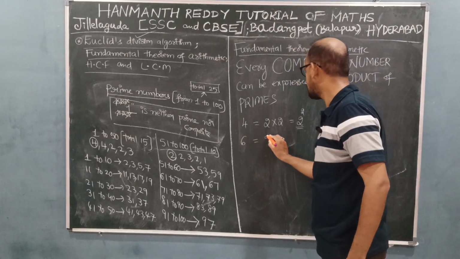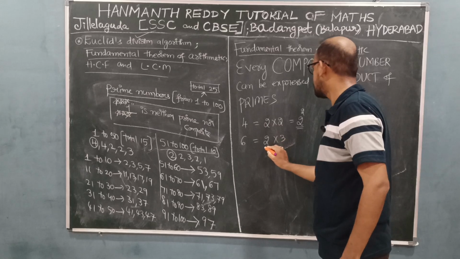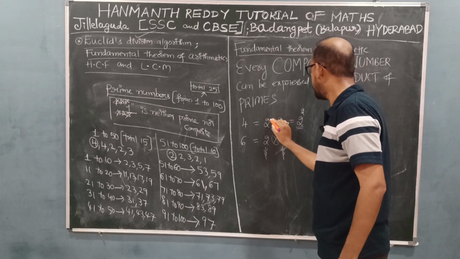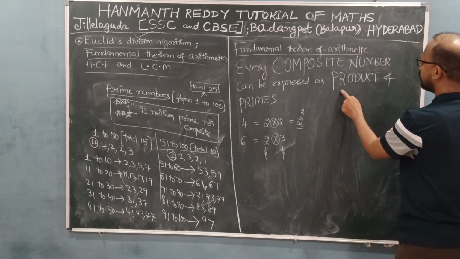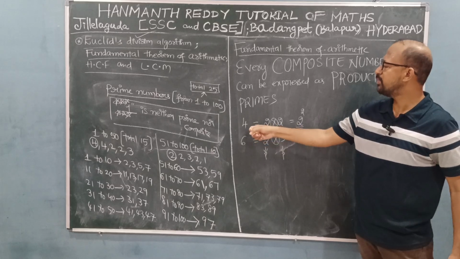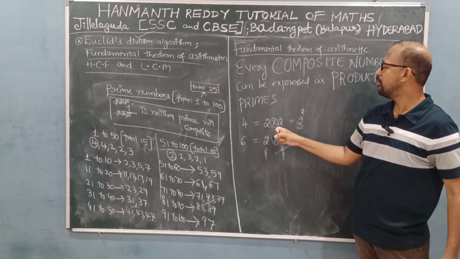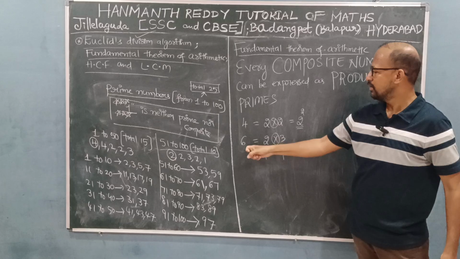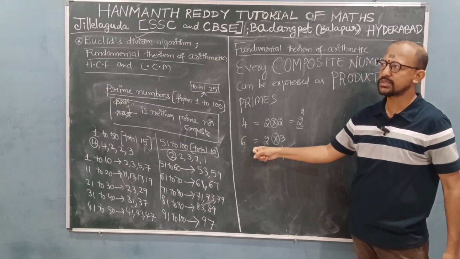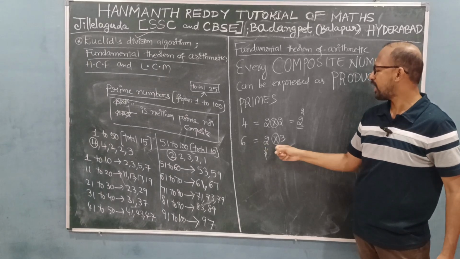It can be written as 2 into 3. This is a prime number, this is also a prime number, and it is under multiplication. Product means under multiplication. So a composite number is expressed as a product of prime and prime.